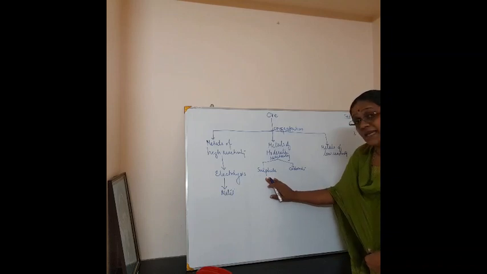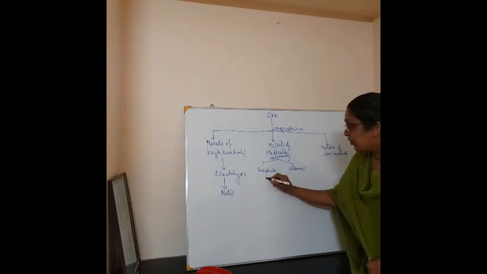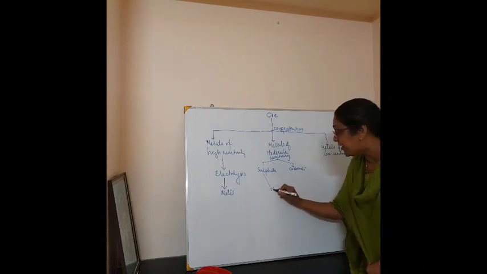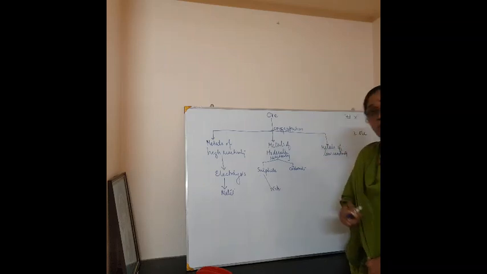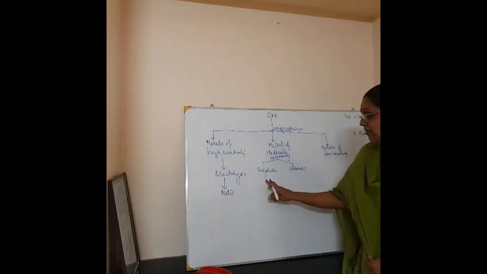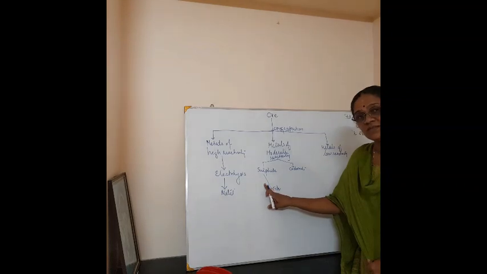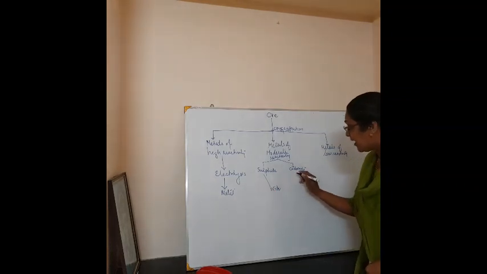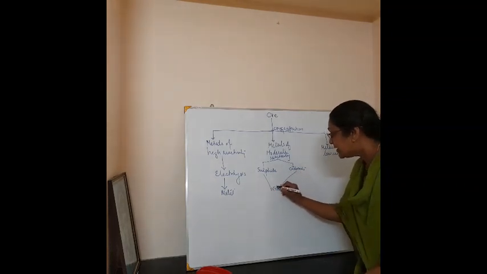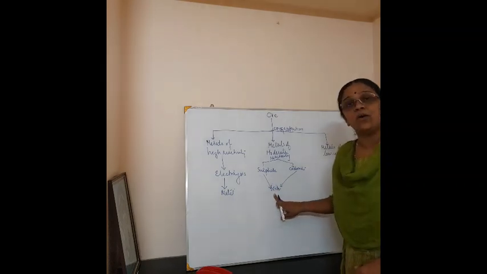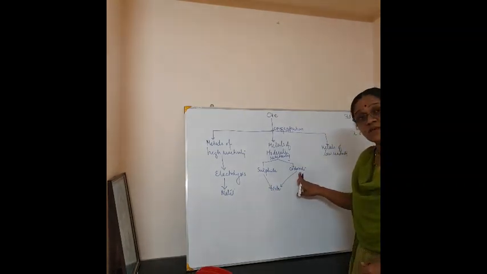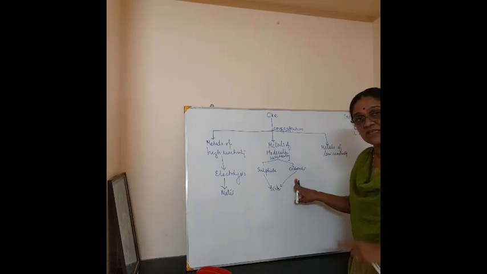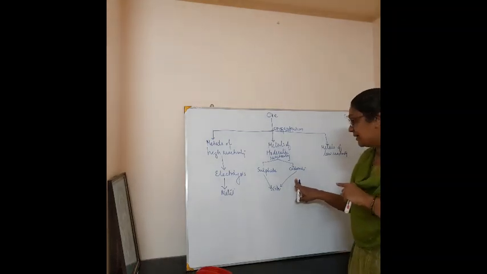Now, in the case of a sulfide ore, what do you have to do? You have to convert the sulfide ore into the oxide ore, isn't it? By what process? Roasting. Correct? Now, the carbonate ore is also converted to the oxide ore. By which process? By calcination.